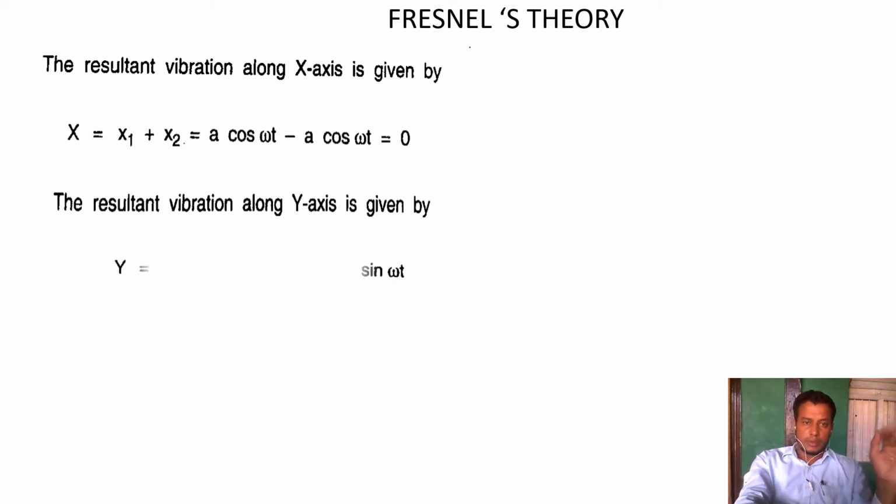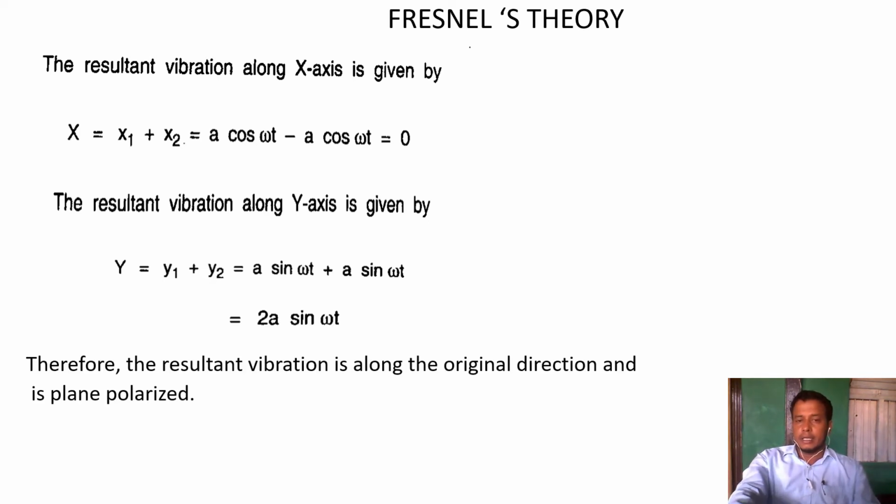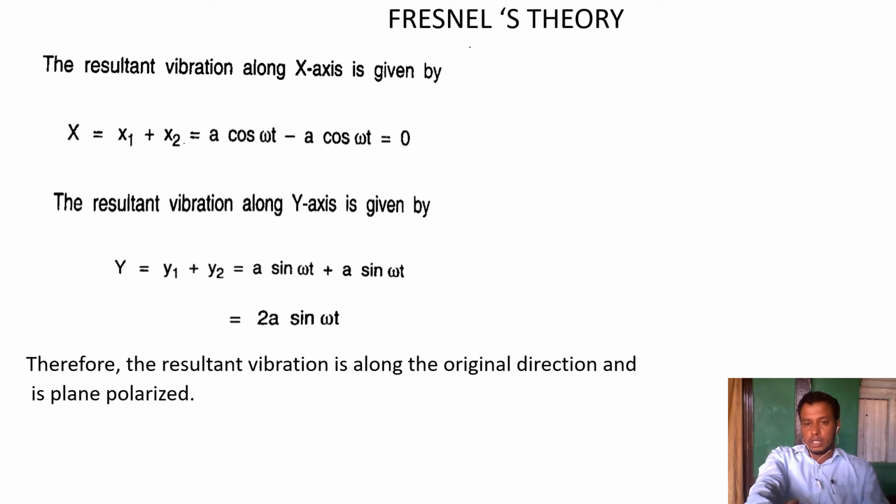So the resultant along the y-axis: there is y1 and y2, A sin omega t and A sin omega t. Then they add up and give 2A sin omega t. So here we see that the amplitude rises to twice that of each of the waves. So plane polarized light is there. The resultant vibration is along the original direction and is plane polarized.